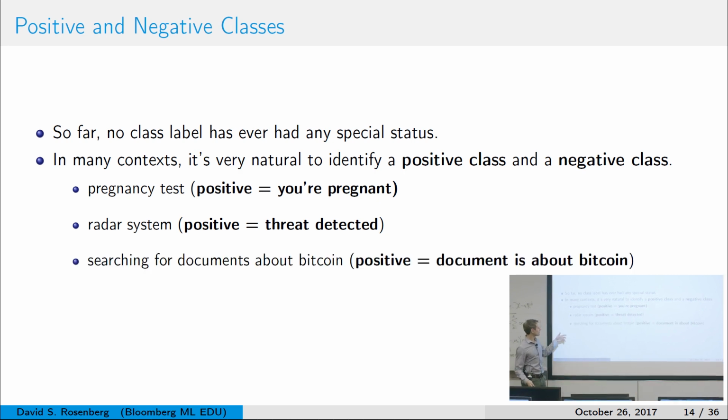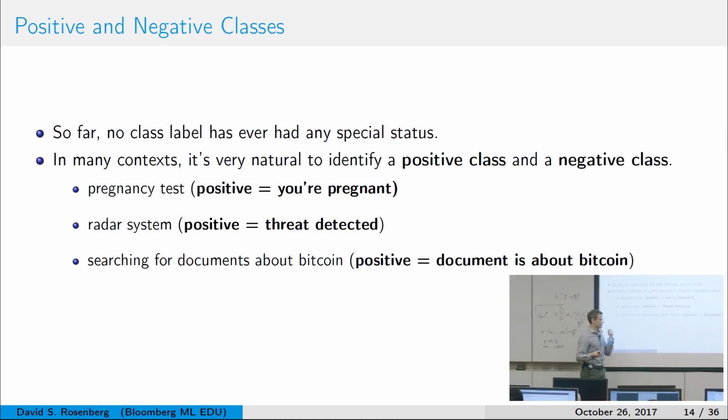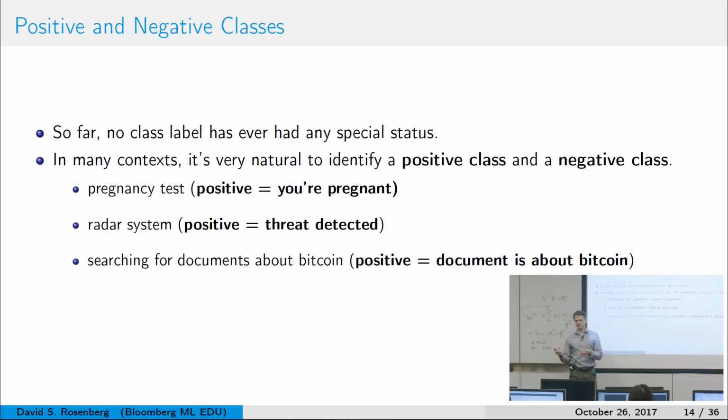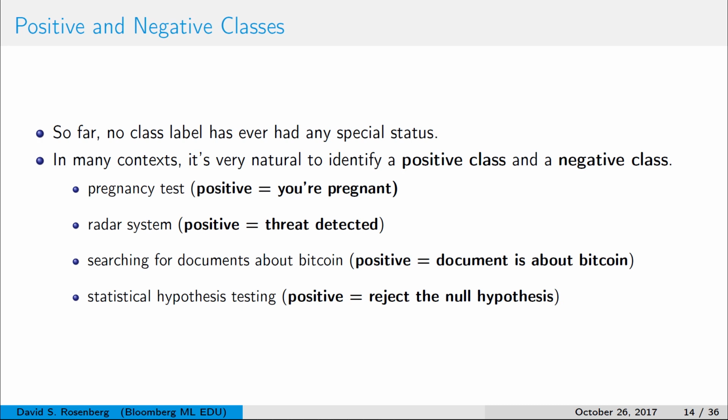Right? You're searching for documents on Bitcoin, in Google or a library catalog. Positive is, this document is about Bitcoin. Negative is, it's like most documents and not about Bitcoin. Statistical hypothesis testing you could put into this framework. Positive is you reject the null hypothesis. That's supposed to be the more rare event.